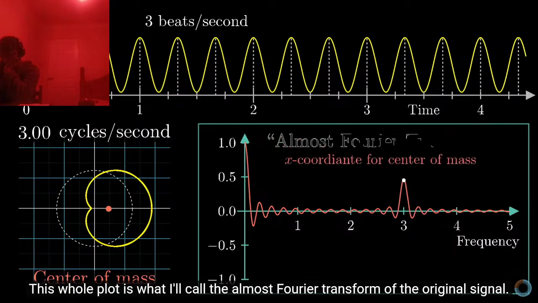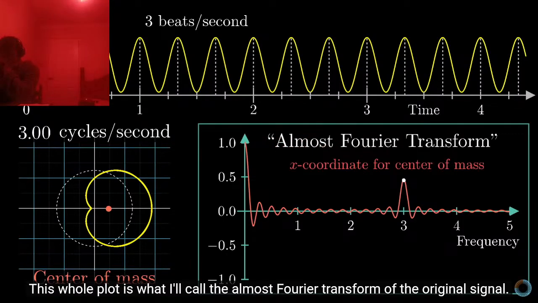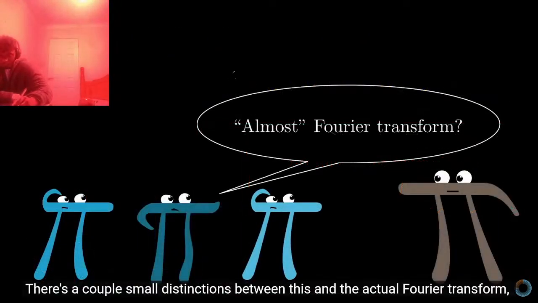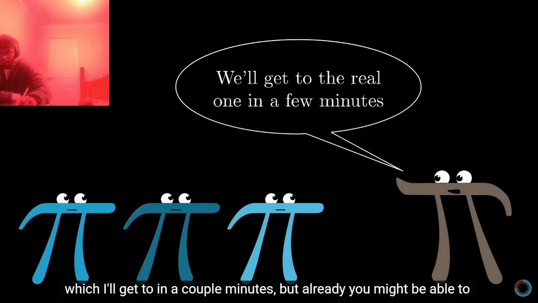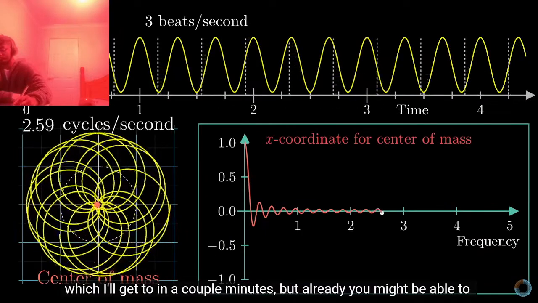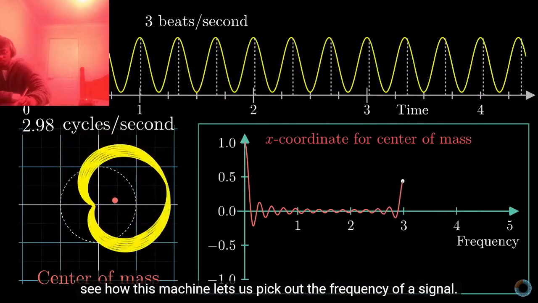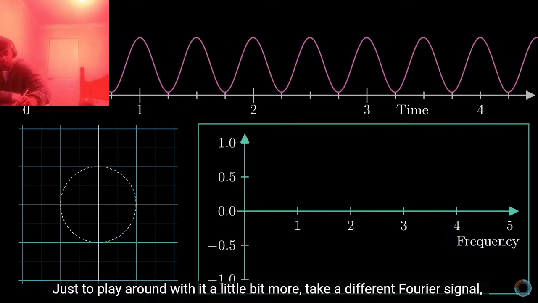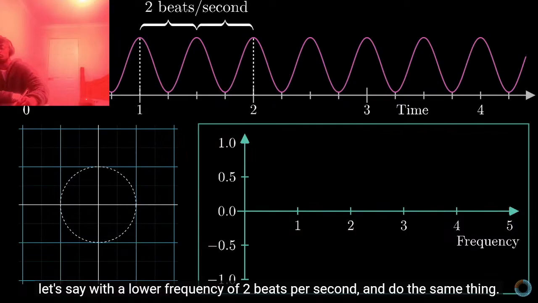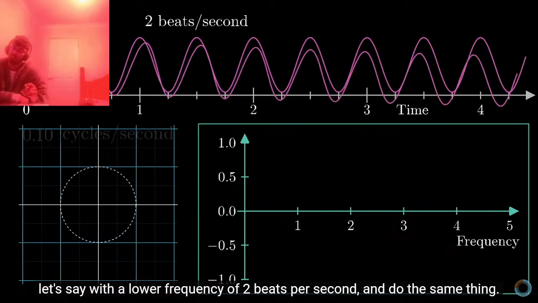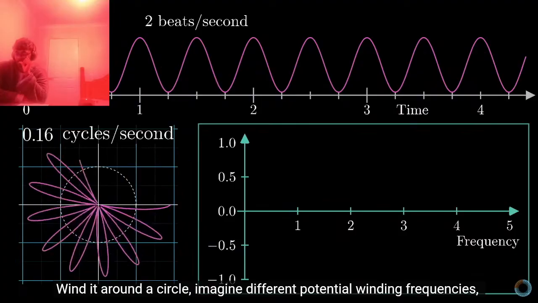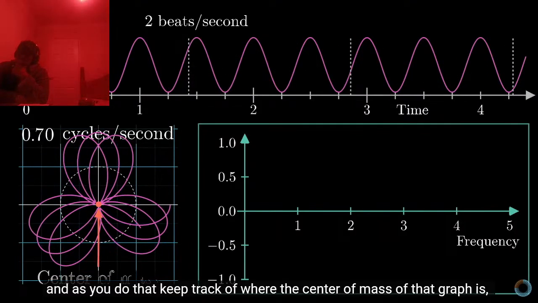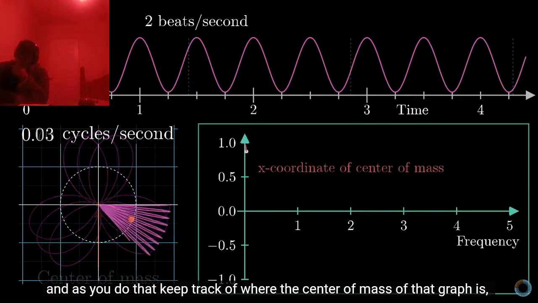This whole plot is what I'll call the almost Fourier transform of the original signal. There's a couple small distinctions between this and the actual Fourier transform, which I'll get to in a couple minutes, but already we might be able to see how this machine lets us pick out the frequency of a signal. Just to play around with it a little bit more, take a different pure signal, let's say with a lower frequency of 2 beats per second, and do the same thing. Wind it around a circle, imagine different potential winding frequencies, and as you do that, keep track of where the center of mass of that graph is.